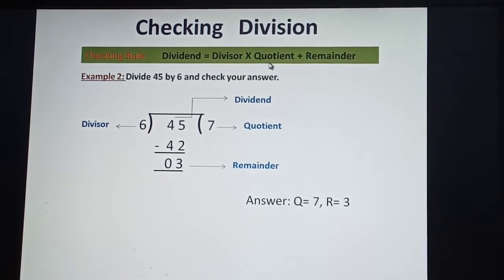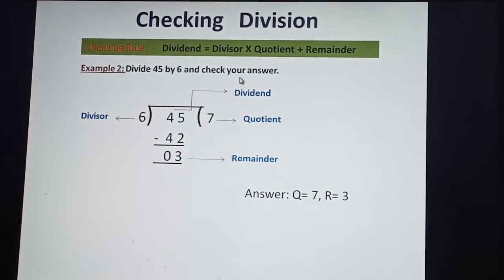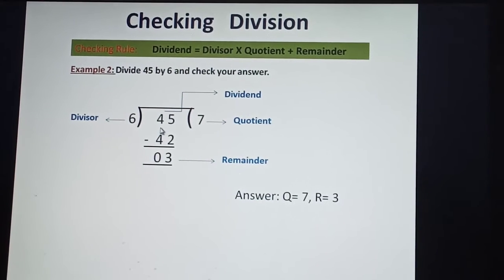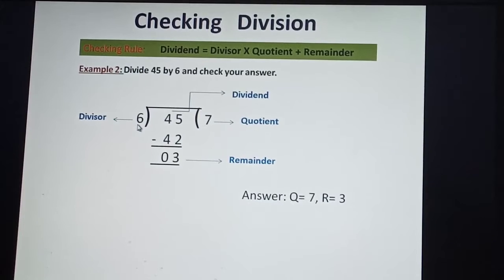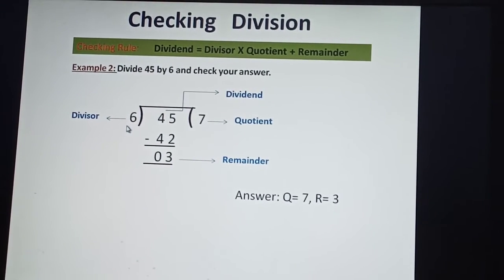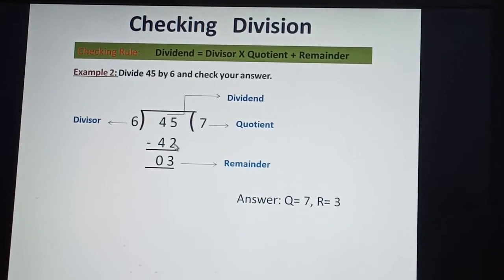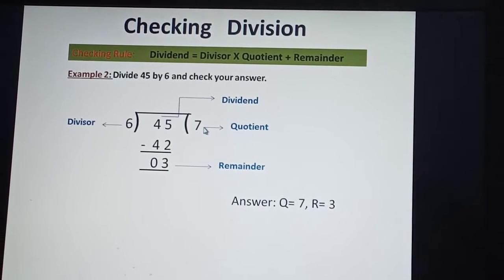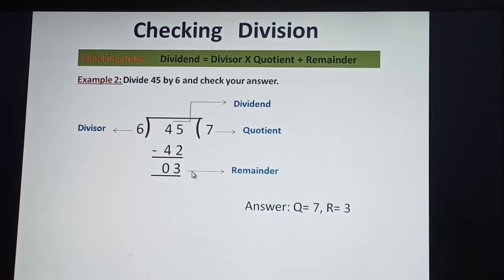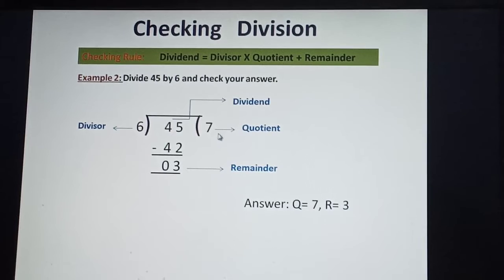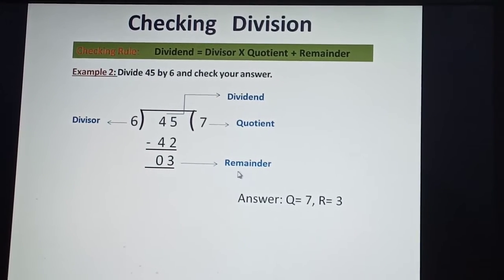So first let us consider an example. The question is divide 45 by 6 and check your answer. First of all, we will divide the number 45 by 6. We have to see a number in table of 6 which is less than 45, and we know that 6 sevens are 42. So we will write here 7 and we will subtract 42 from 45. We will get 3. This 7 is the quotient and the number left 3 is the remainder.